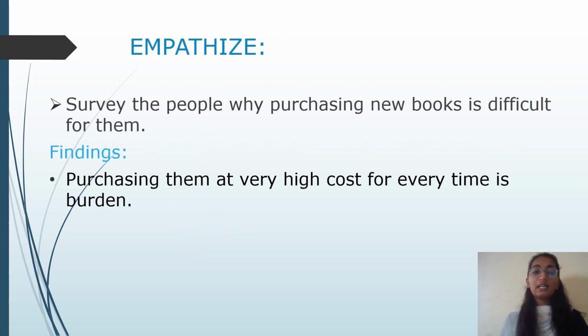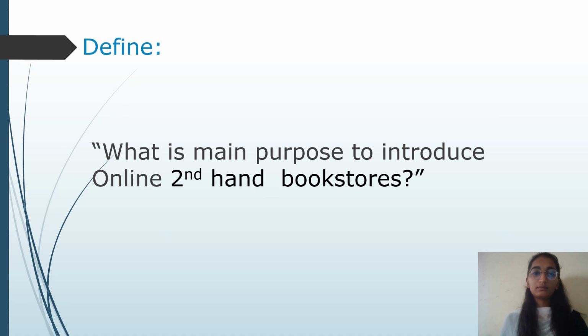Empathize phase. In this empathize phase, we have to explain the problem very clearly by surveying the people about why purchasing new books is difficult for them. Findings: purchasing them at very high cost every time is a burden. Define. In the define phase, we have to define clearly what the user problem is. What is the main purpose of introducing online second-hand bookstores? Let us see.